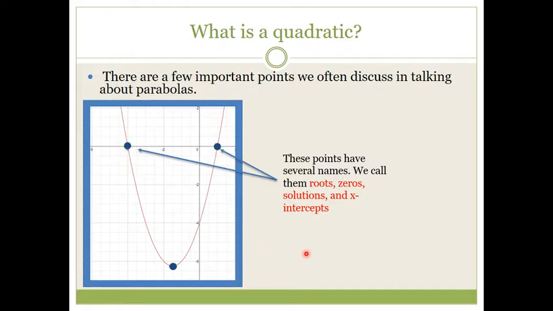The other important point of interest is this point down here at the bottom. We call that the vertex. It's where the graph turns. It's always either the lowest point on the parabola, like in this case, or the highest point on the parabola if the parabola is opening down.